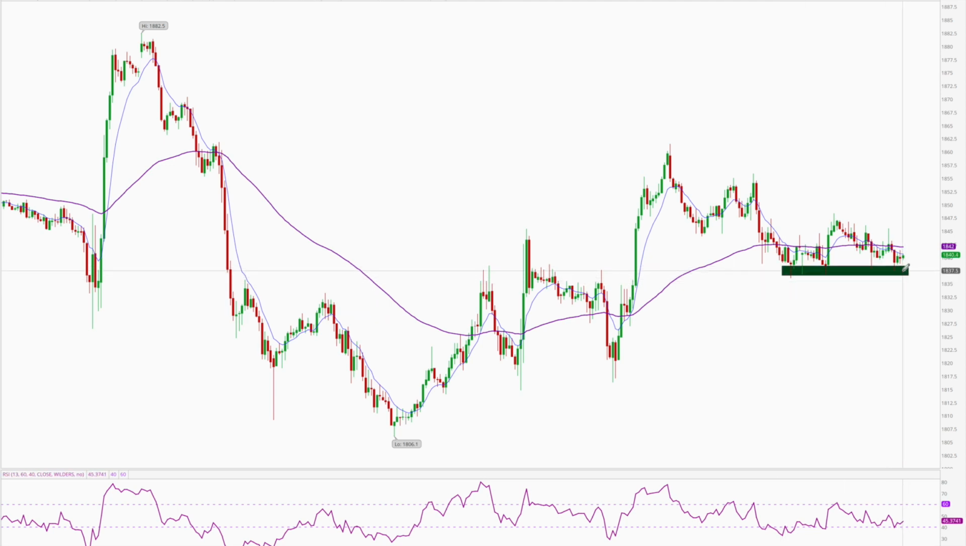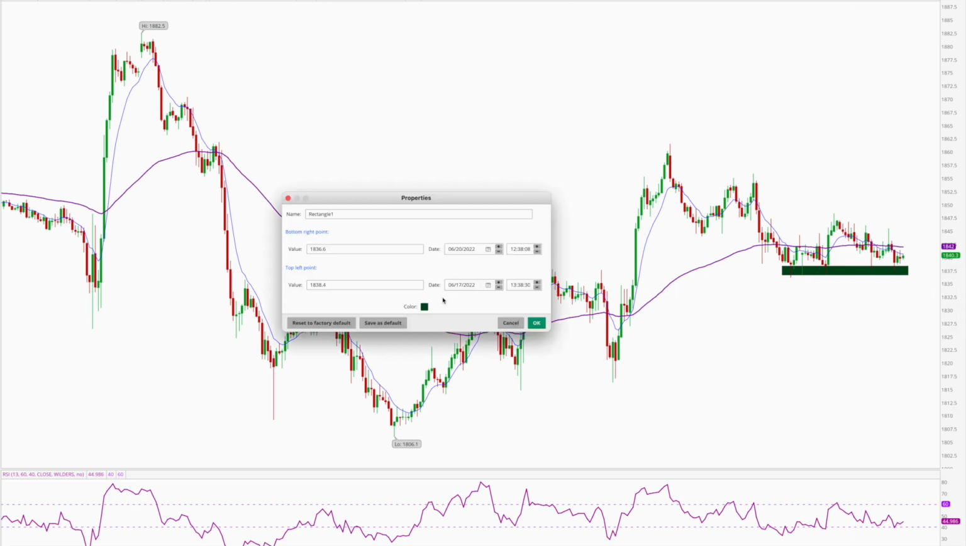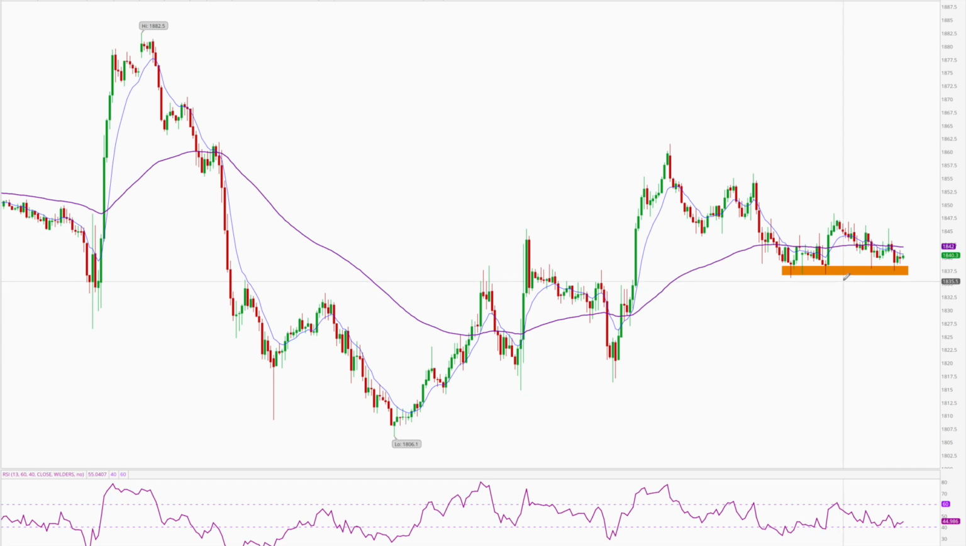Now, here at Trading Price, we don't trade support and resistance. We do our best to try and identify areas of demand and supply. There's a very, very big difference between the two. But this bouncing off of this 1837-ish area is called support. We don't trade that because these are not fresh levels.